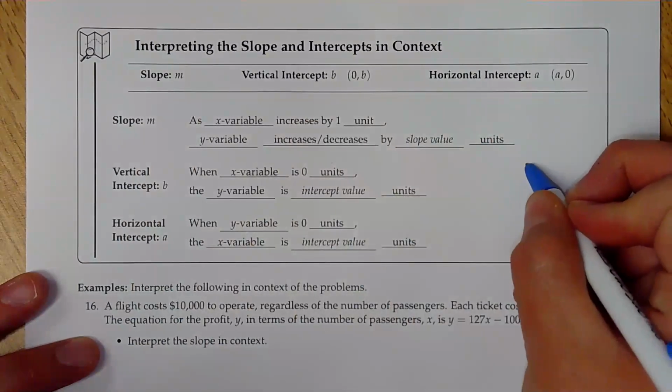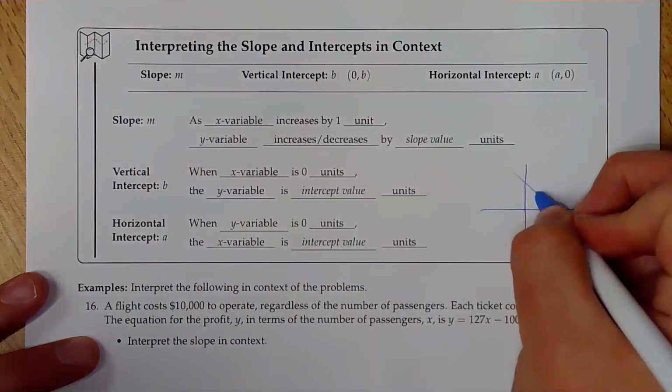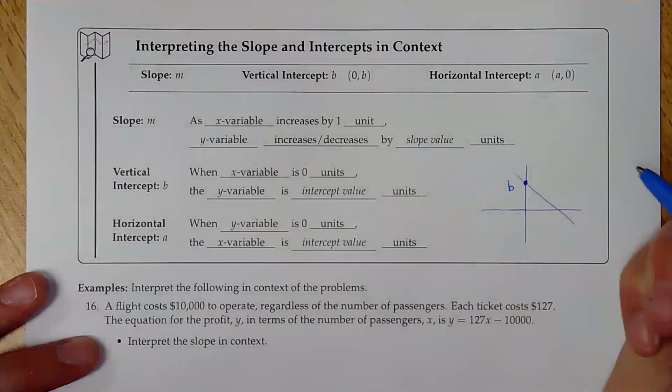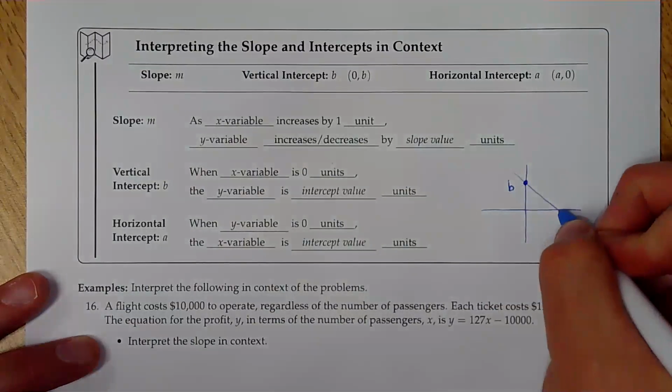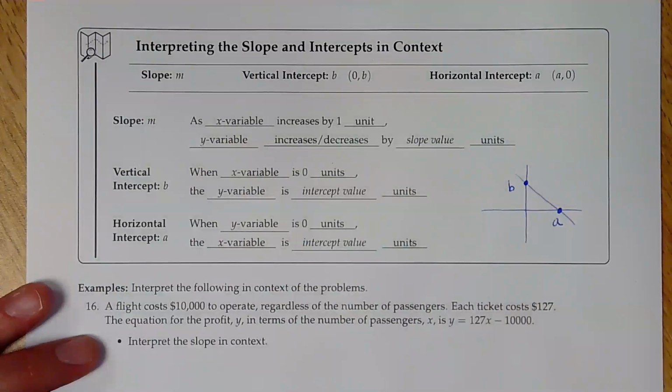So we're kind of looking at a graph. Put a line on here. This is your vertical intercept. And this over here is going to be your horizontal intercept. Okay, so picture-wise, that's what that looks like.